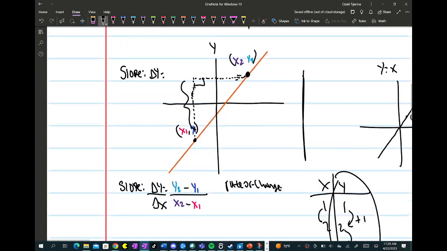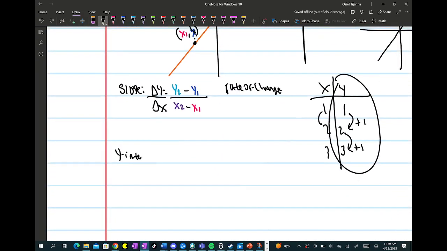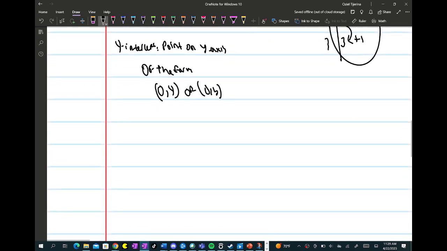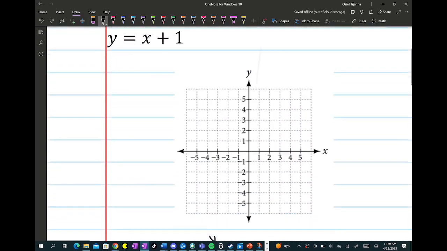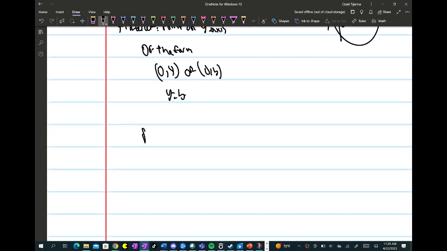And also y-intercept. Y-intercept just means that it is a point on the y-axis, and it's of the form (0, y), or (0, b). Sometimes they'll call it y equals a number. Like they will say the y-intercept is y equals b. So that would be when you have the slope-intercept form.